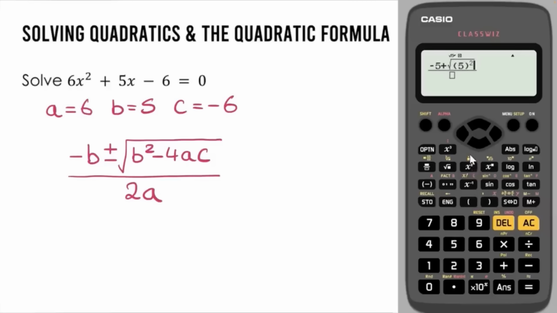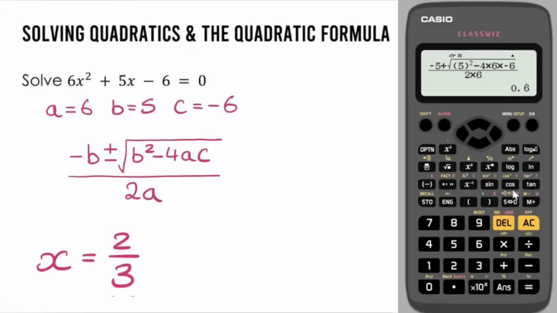So we have 5 squared here. We're going to take away 4 lots of a, which is 6, and c, which is -6. And then on the bottom we have 2 times a, so 2 times 6 on the bottom. We can press equals and we'll get our first solution here. We can write that down as a fraction, or we can convert it into a decimal. Just be careful, this one is recurring.